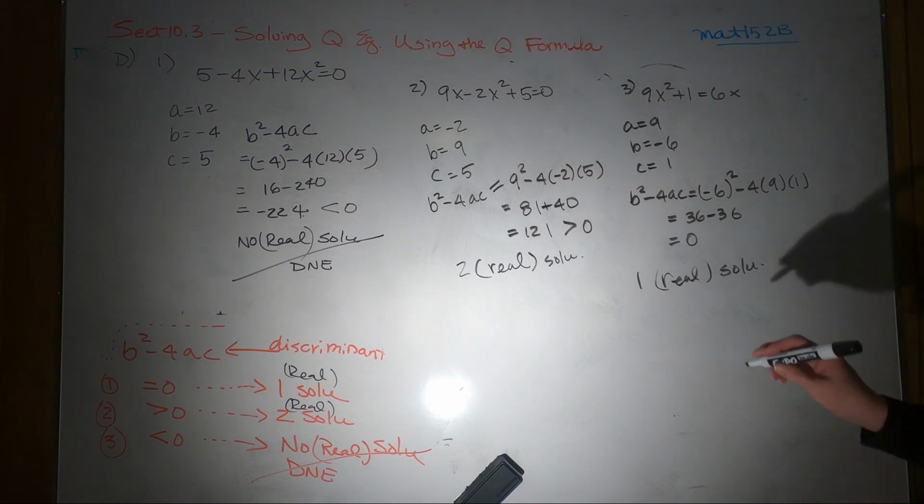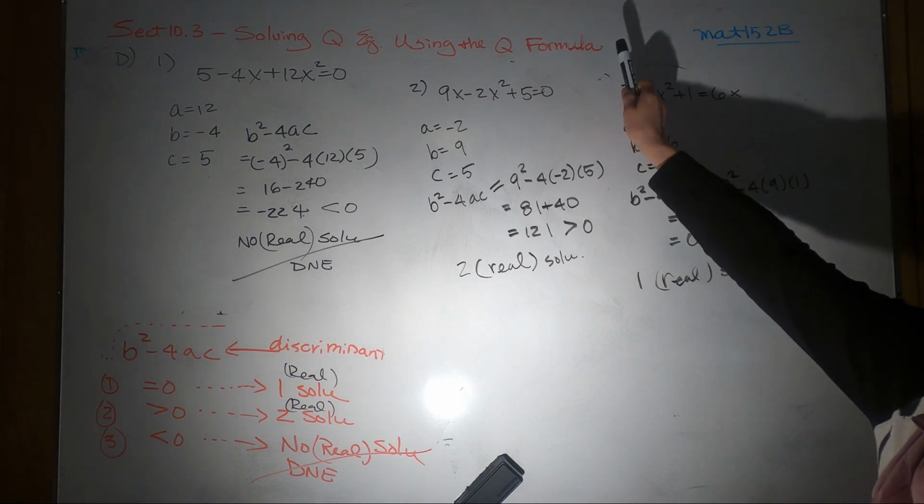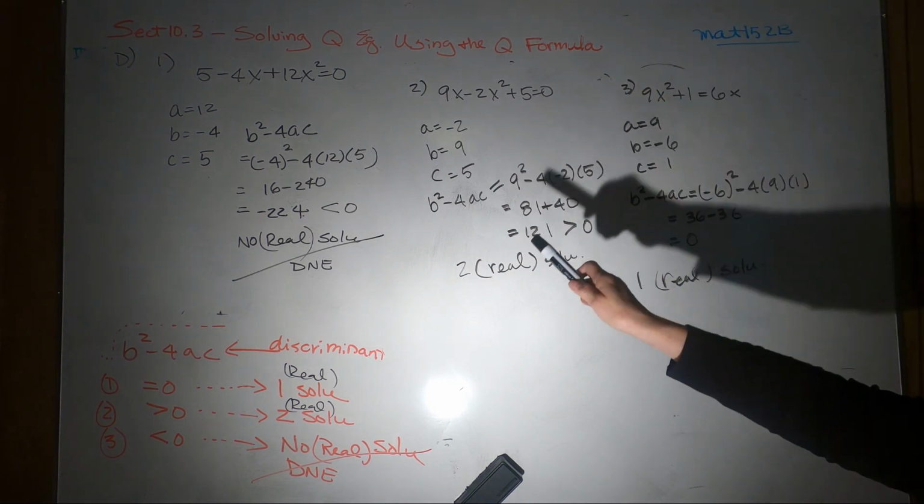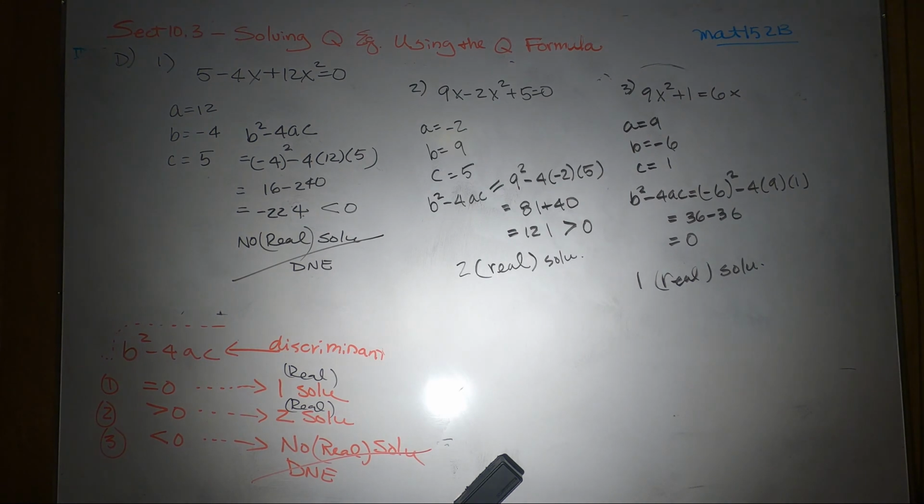So finally, we get to use the quadratic formula and the discriminant. That would be our section 10.3, page 52.